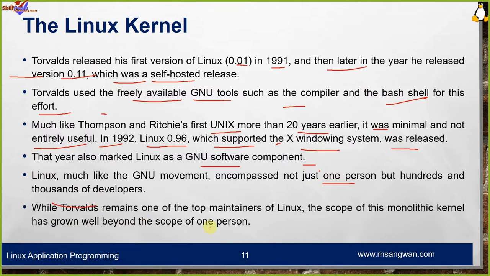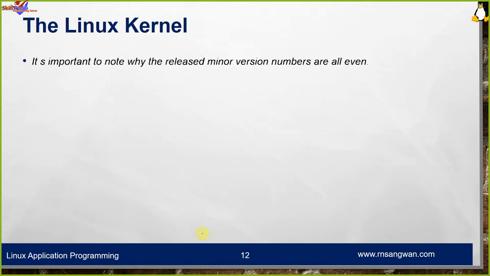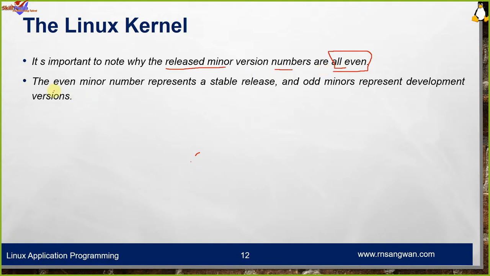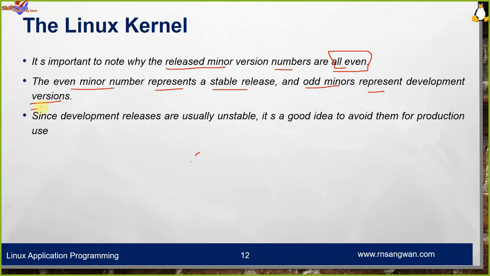While Torvalds remained one of the top maintainers of Linux, the scope of this monolithic kernel had grown well beyond the scope of one person. So it is important to note why released minor versions are all even. Whenever you see the Linux kernel version, you will see them in even numbers. The even number represents a stable release, and the odd number represents a development version. Since development releases are usually unstable, it's a good idea to avoid them for production use.